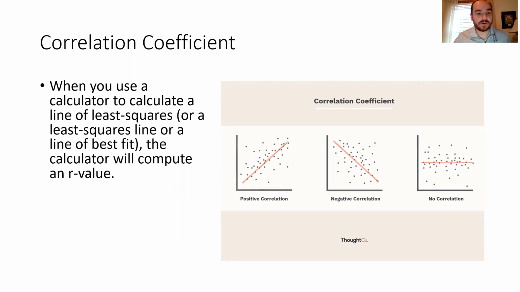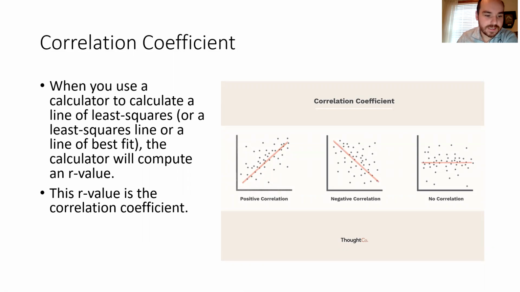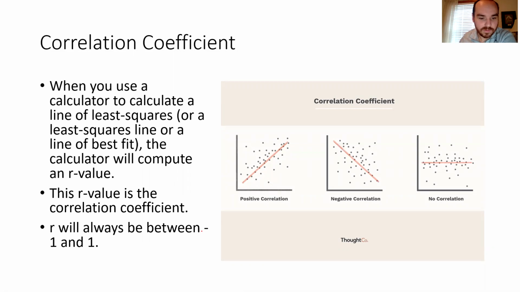So when you use a calculator to calculate a line of least squares, which is also called a least squares line or a line of best fit, you'll see all three of those terms probably in your homework. I will probably use the line of least squares the most, just because it's the most technically accurate. The calculator will compute an R value. The R value is the correlation coefficient, and it will always be between -1 and 1.